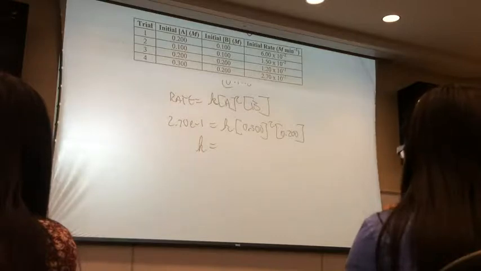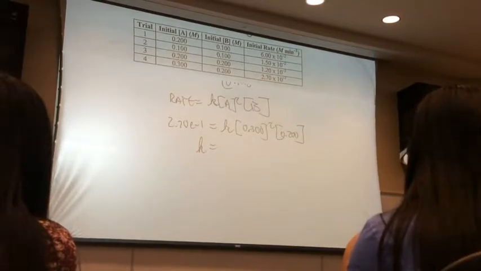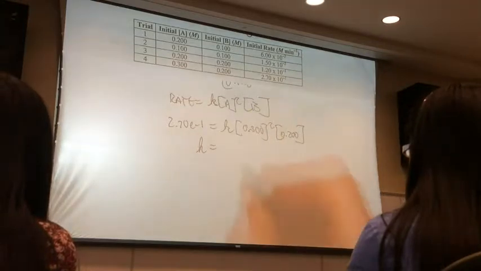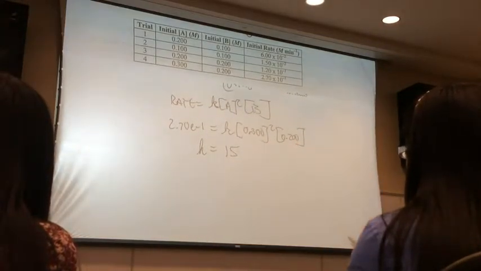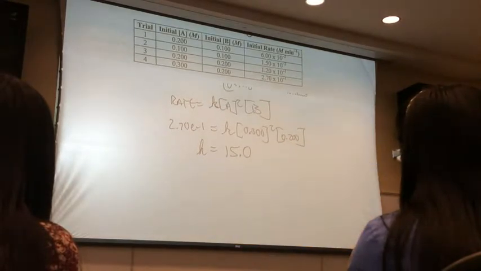3 squared times 2, times clean 2.7, and I end up with 15. All right, 3 sig figs everywhere, so 15.0.